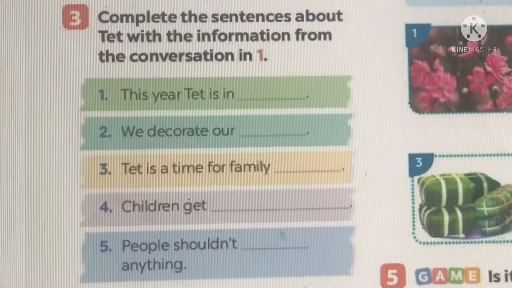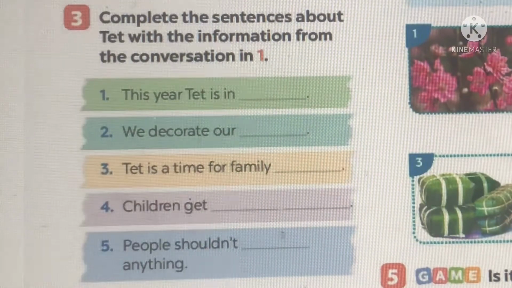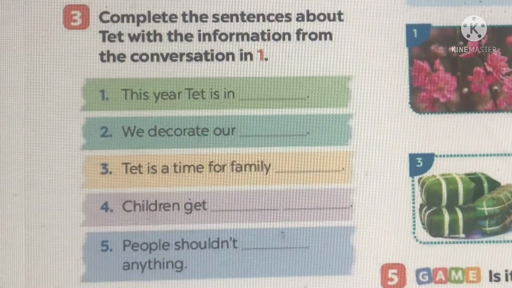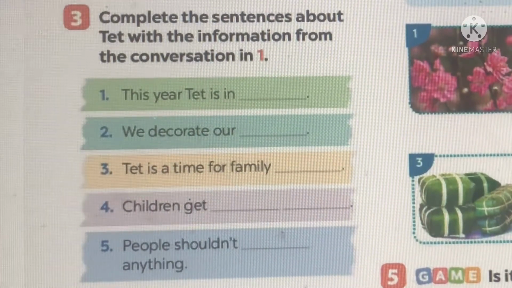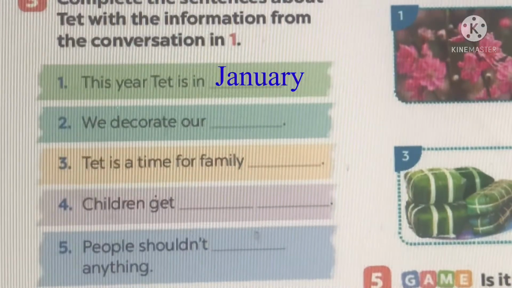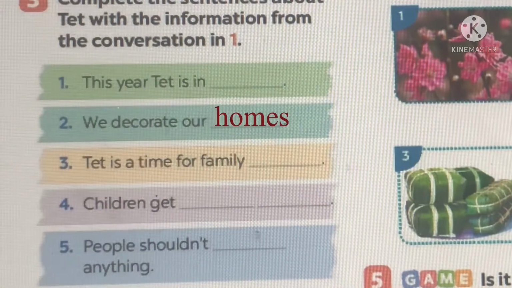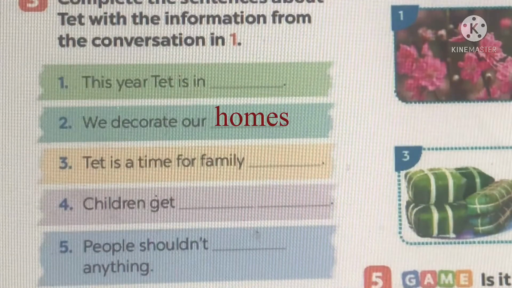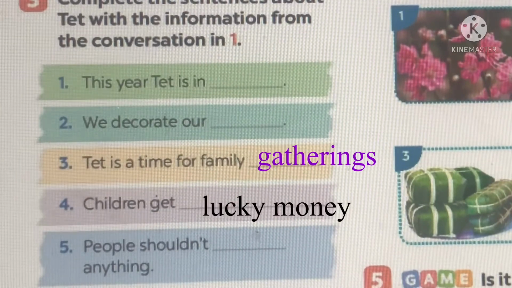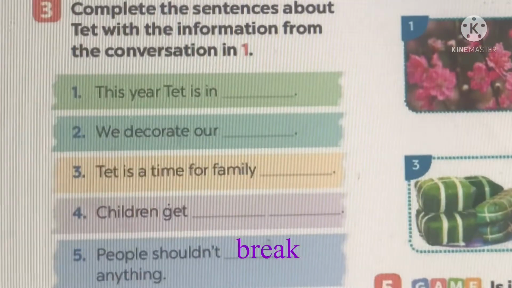Next, we come to exercise 3. Complete the sentences about Tết with the information from the conversation in 1. So, we can see that in number 1. This year, Tết is in January. 2. We decorate our homes. 3. Tết is a time for family gatherings. 4. Children get lucky money. And 5. People shouldn't break anything.